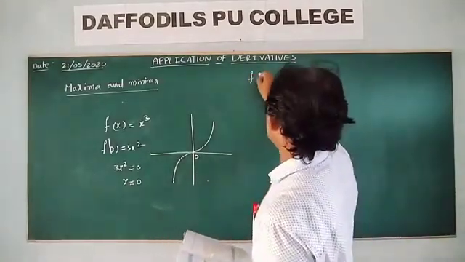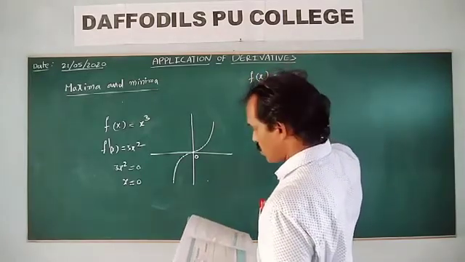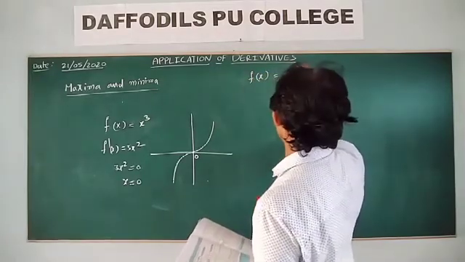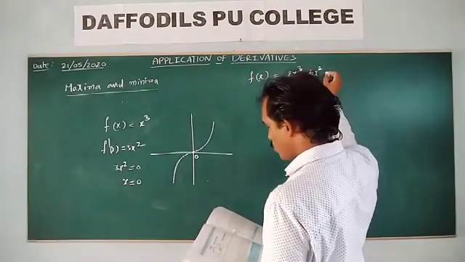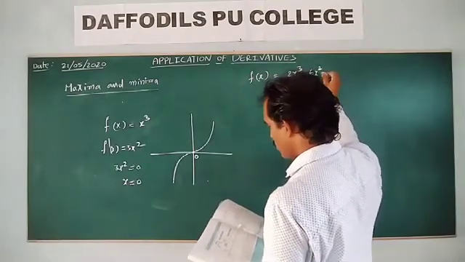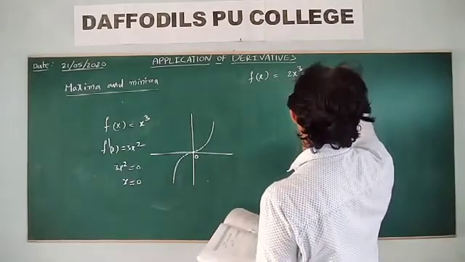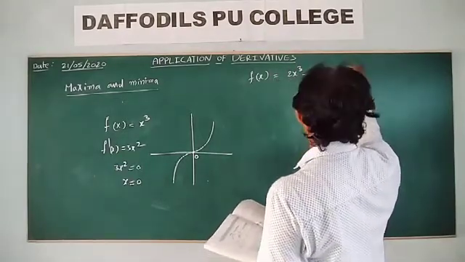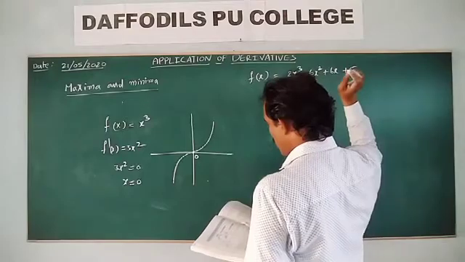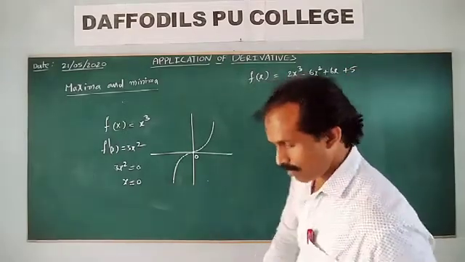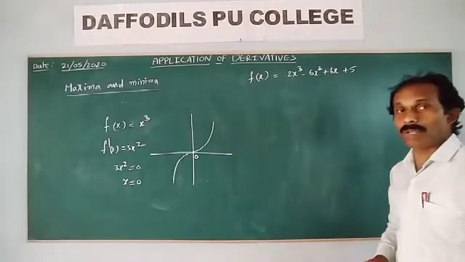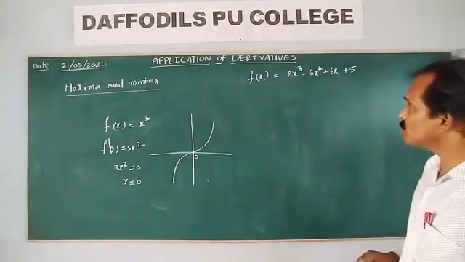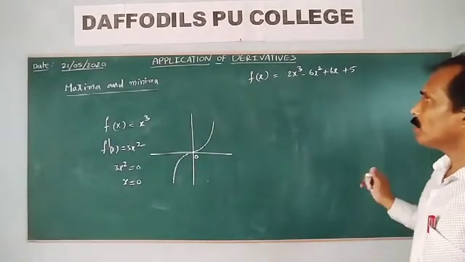Suppose f of x is equal to 2x cube minus 6x square plus 6x plus 5. Okay. Find all points of local maximum and local minimum values.